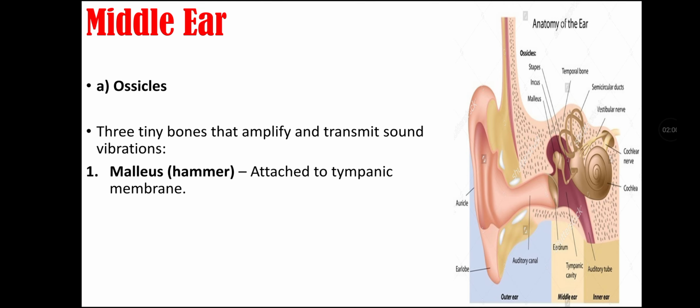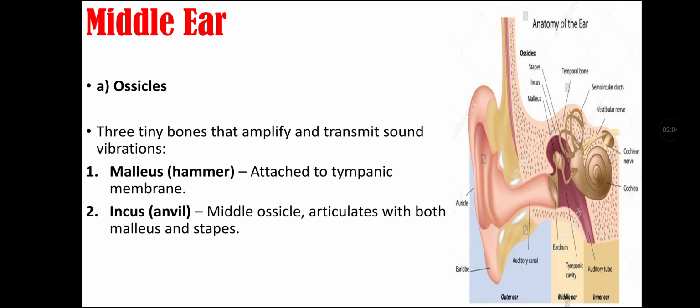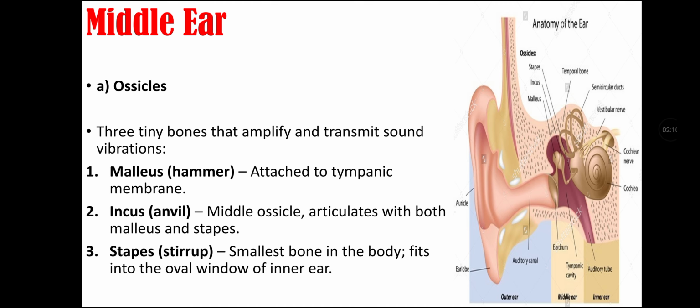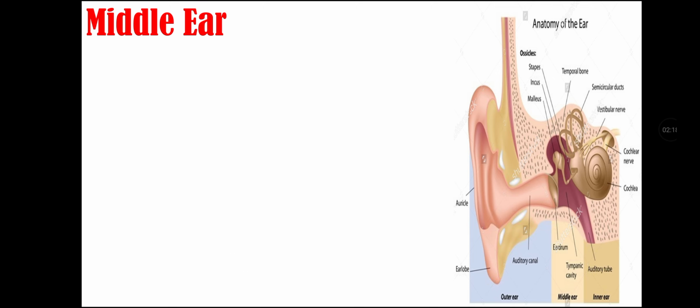They include malleus or hammer that is attached to tympanic membrane. Incus or anvil that is middle ossicle and it articulates with both malleus and stapes. Then we have stapes that is also called a stirrup. It is smallest bone in the body and it fits into the oval window of inner ear.